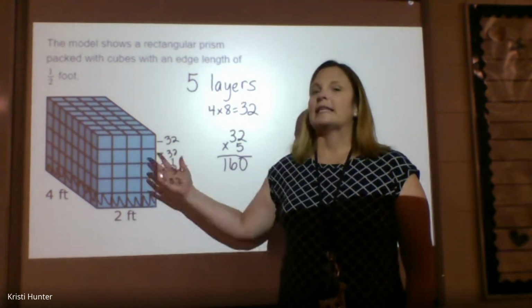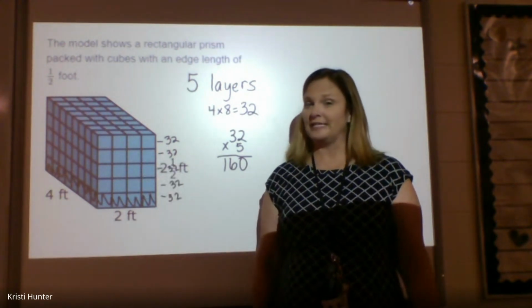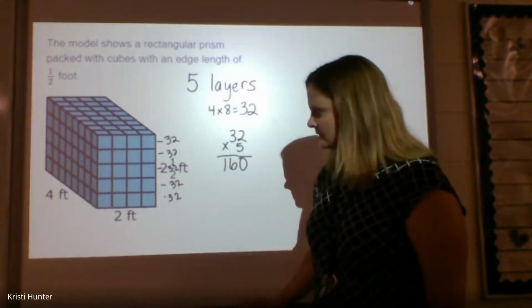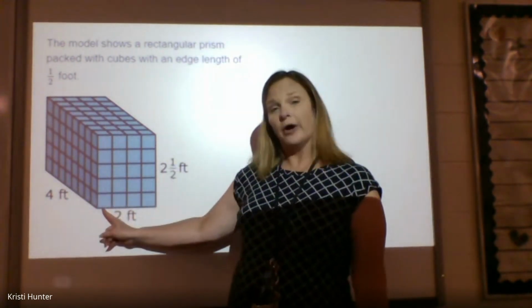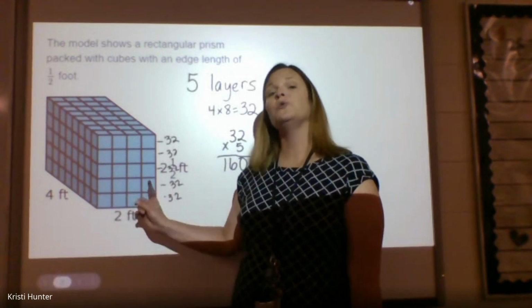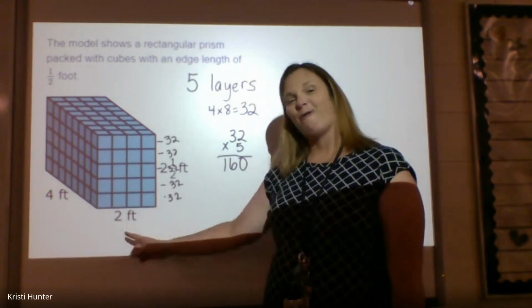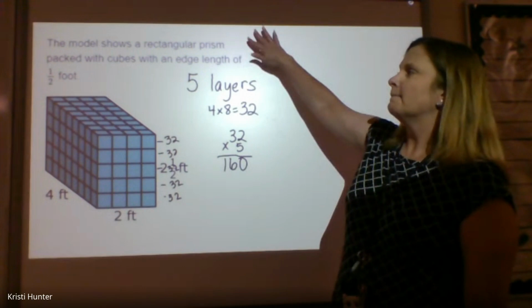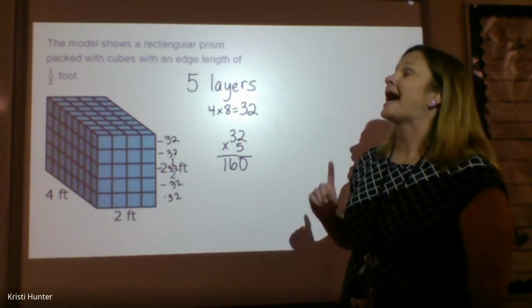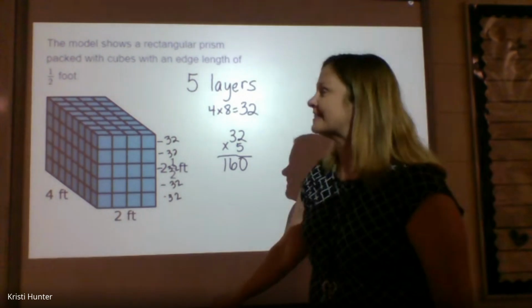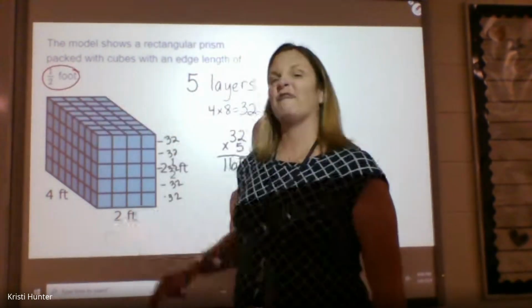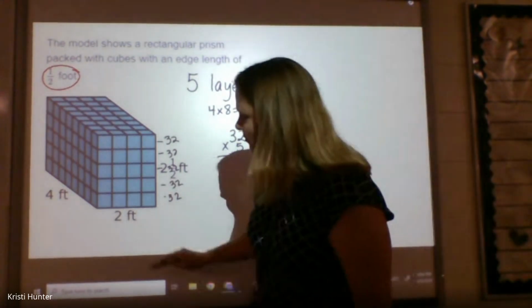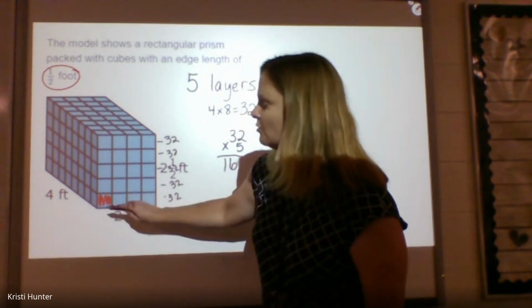Now, this does not have a volume of 160 cubes because some of you may notice, as I was counting blocks, 1, 2, 3, 4, there are only 2 feet across the bottom. And that's because of what this problem says. The model shows a rectangular prism packed with cubes that have a length of half of a foot. So what that means is I first have to find the volume of just one of these little cubes.